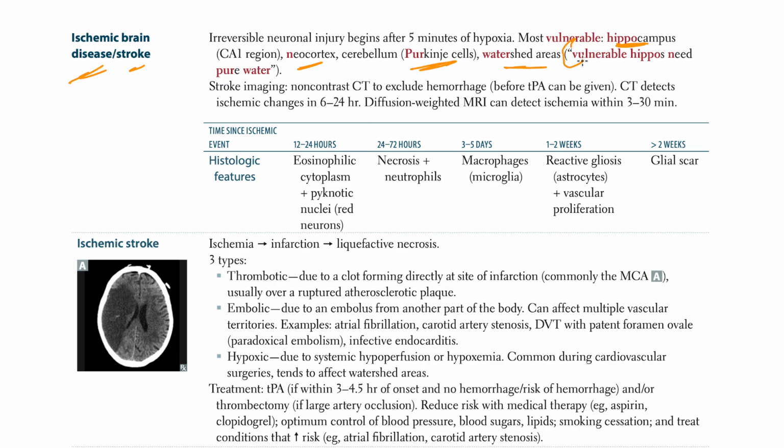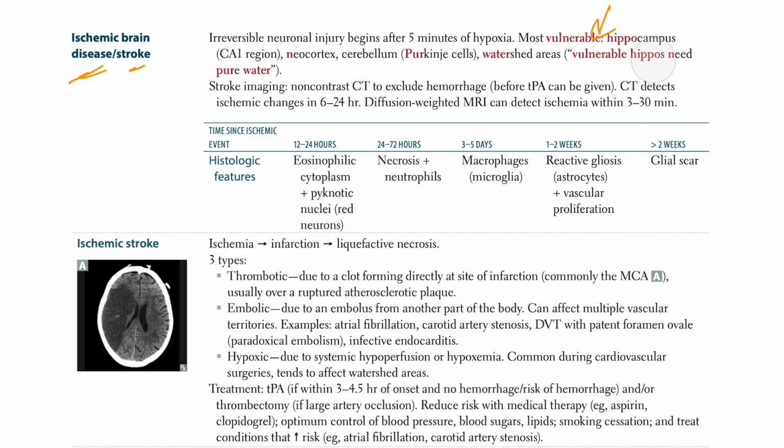So the mnemonic here is very good. Vulnerable hippos need pure water. Vulnerable meaning they're vulnerable. Hippos mean hippocampus, need neocortex. Pure means Purkinje cells of the cerebellum, and water means all the watershed areas.